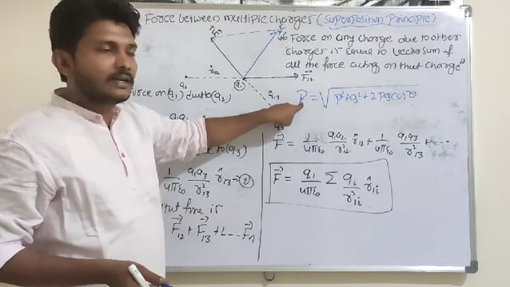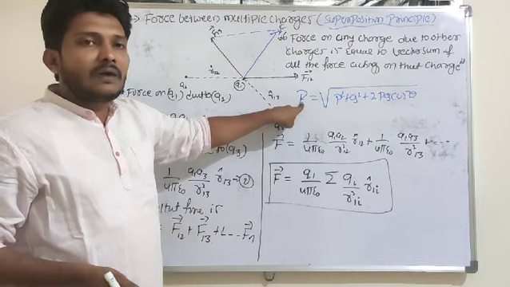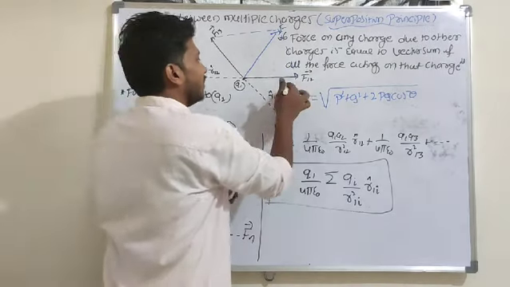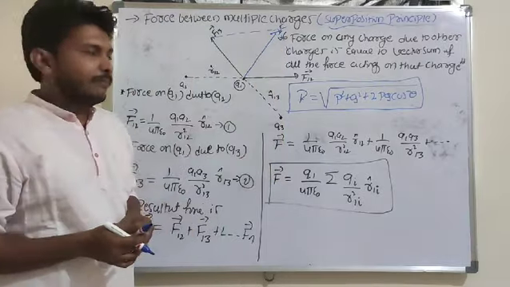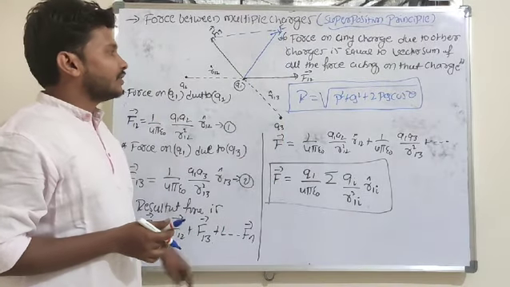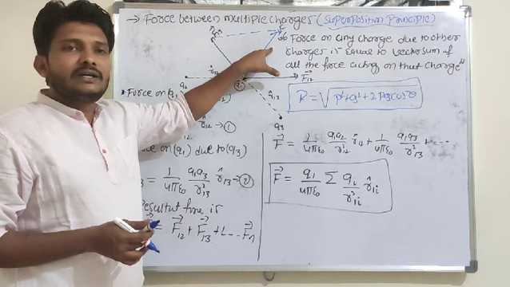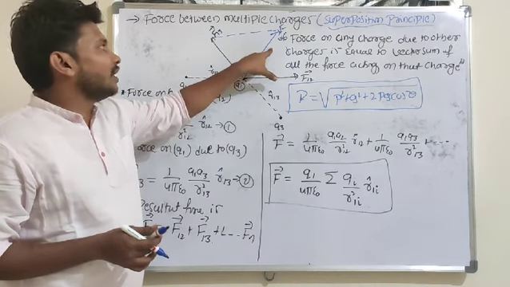How do we calculate the resultant force here? By using the parallelogram law of vector addition as well as the polygon law of vector addition. By using those equations, I will get the resultant force value here. So hope you understand.